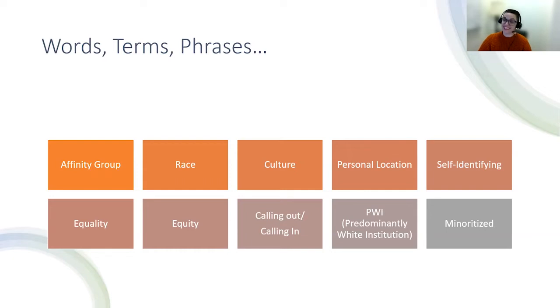But it was really exciting for me to discover that we can establish common definitions that are all about bringing us together. So next slide, please.